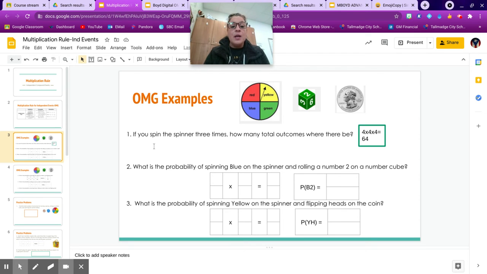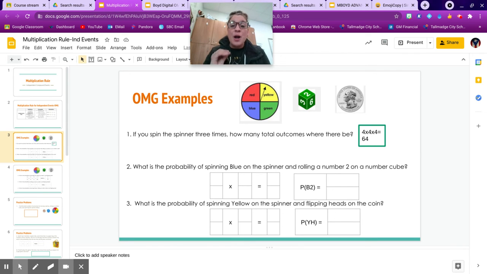So for number 1, it says if you spin the spinner 3 times, how many total outcomes will there be? So let's think about the first spin. On the first spin, there are 4 outcomes possible. On the second spin, there are still 4 outcomes possible. And on the third spin, there are still 4 outcomes possible. So 4 times 4 times 4 is 64.